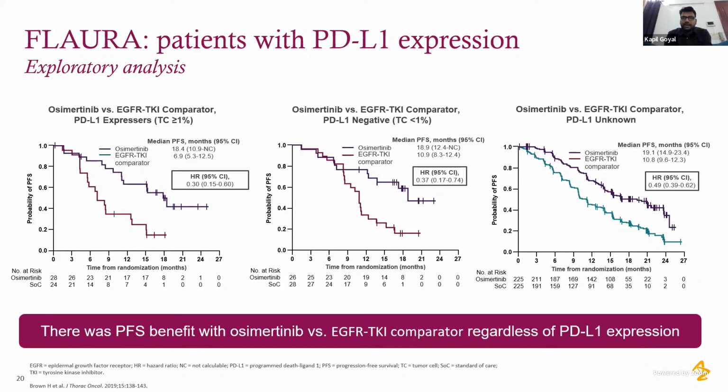We have done an analysis of the FLAURA trial in patients by PD-L1 expression. In PD-L1 expression of more than 1%, we see a good benefit of osimertinib: the EGFR TKI comparator arm had a PFS of only 7 months compared to 18.4 months with osimertinib, with a hazard ratio of 0.30. If we look at the same data in the PD-L1 negative subset, the hazard ratio was 0.37, with the comparator arm having a median PFS of 11 months compared to 19 months in the osimertinib arm. And if PD-L1 unknown, the hazard ratio was 0.49, that is 10.8 months versus 19.1 months.